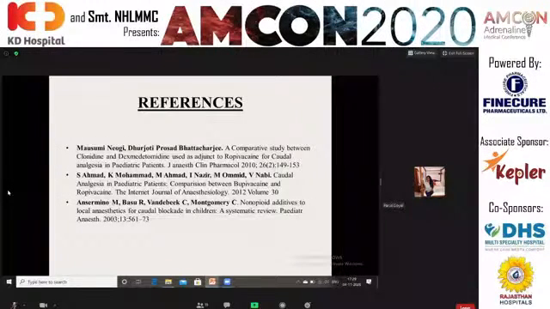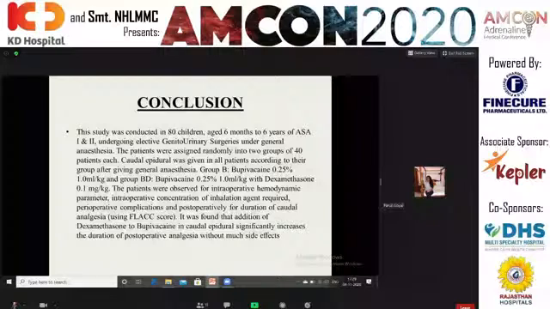My conclusion shows that in the study done in 80 children undergoing genitourinary surgeries, group BD, which is bupivacaine plus dexamethasone, is better than group B, that is bupivacaine alone, because in group BD, postoperative analgesia is better and fewer rescue doses were required, according to the FLACC score.